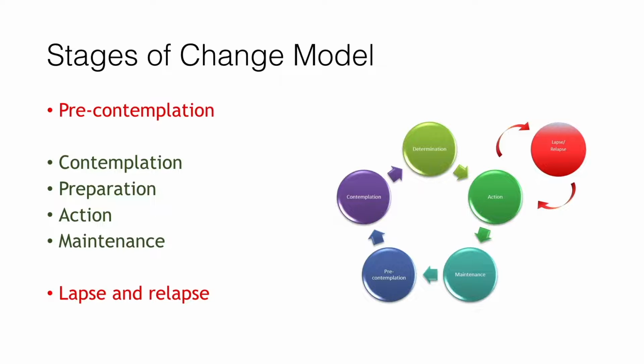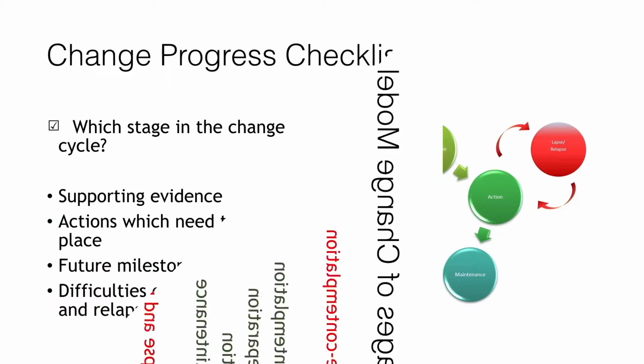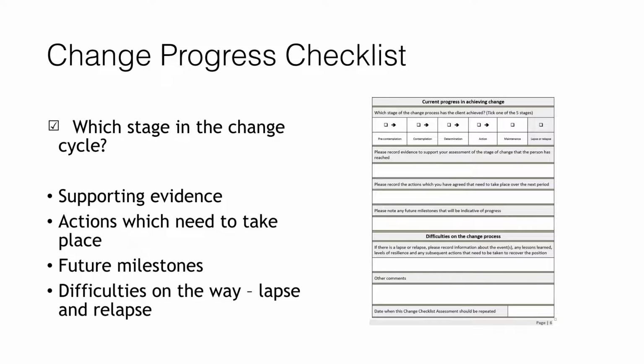The Change Progress Checklist keeps track of this journey. The Change Progress Checklist records at which stage the parent is at the moment of assessment. The section starts with a tick box selection against each stage. It provides a section to record the evidence supporting this conclusion. It records action to be taken over a period and identifies future milestones to aim for. It includes a section on difficulties, focusing on lapses and relapses, and what lessons were learned as a consequence of these difficulties encountered during the change progress.